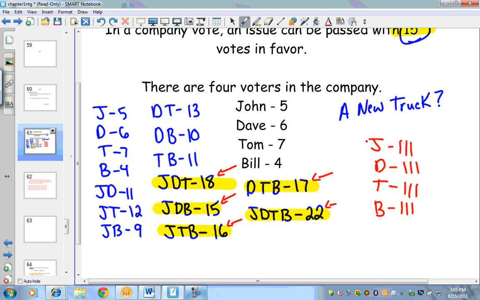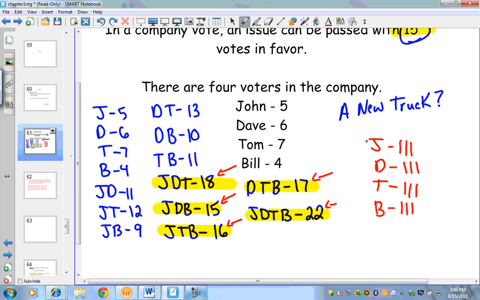So let's try this one down here. If John decides to leave and takes his 5 votes with him, will that be a losing coalition? Well, if John leaves, then this 22 goes down to 17. That means John is not essential for this coalition, so he will not receive a point. Same thing with Dave. If Dave decides to leave, that turns into, I believe, 16. It's still a winning coalition, so we're good.